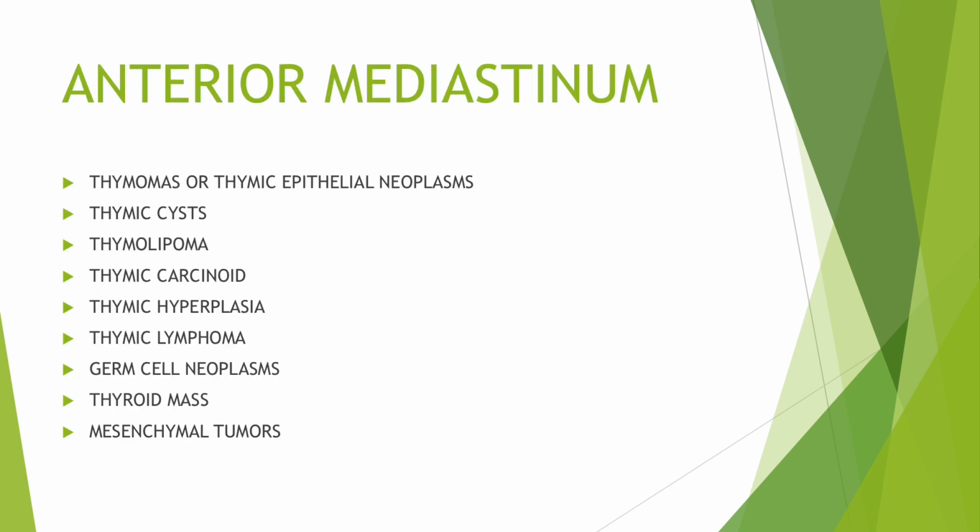So for the anterior mediastinum, we can see different masses, mostly of thymus origin. So we have thymomas or thymic epithelial neoplasms, thymic cysts, thymolipoma, thymic carcinoid, thymic hyperplasia, thymic lymphoma, germ cell neoplasms, thyroid mass, and mesenchymal tumors.